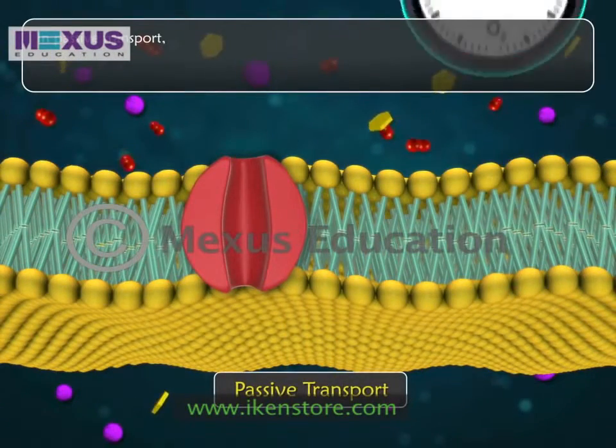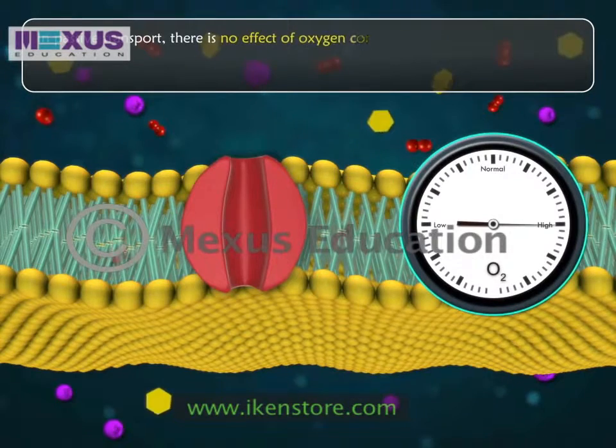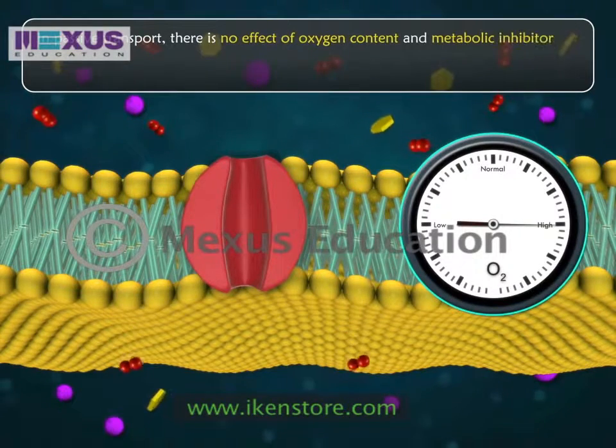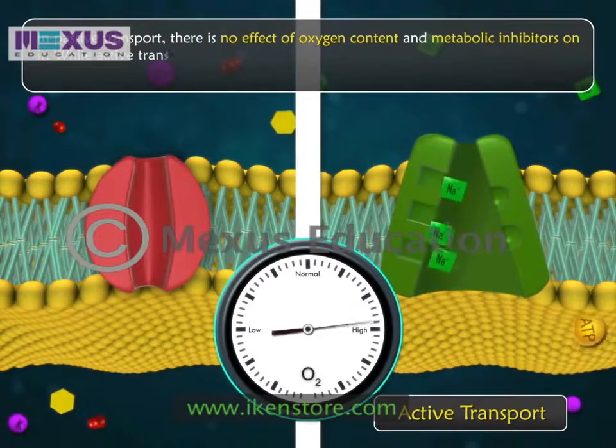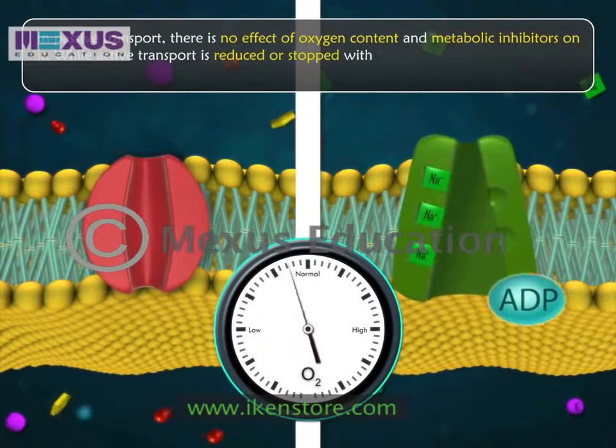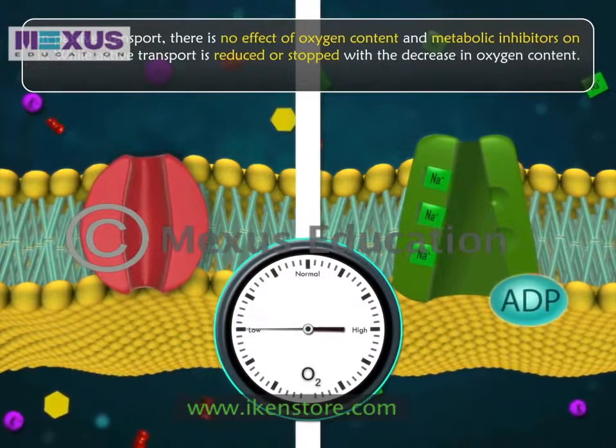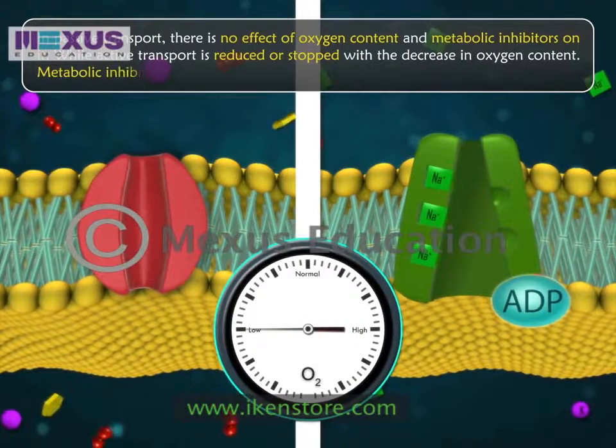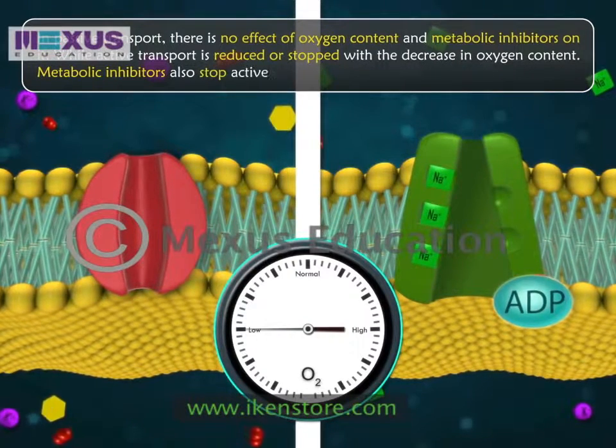In passive transport, there is no effect of oxygen content and metabolic inhibitors on it, while active transport is reduced or stopped with a decrease in oxygen content. Metabolic inhibitors also stop active transport.